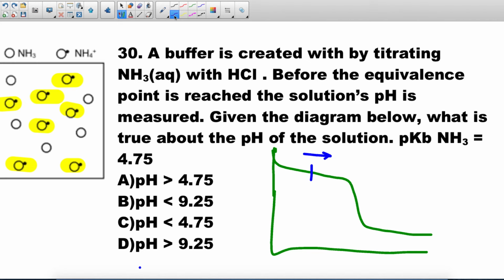Since we have moved over to the right, now imagine being here at the purple line. The purple line shows us that the pH should go down, so the pH should be less than 9.25, and that is the answer.